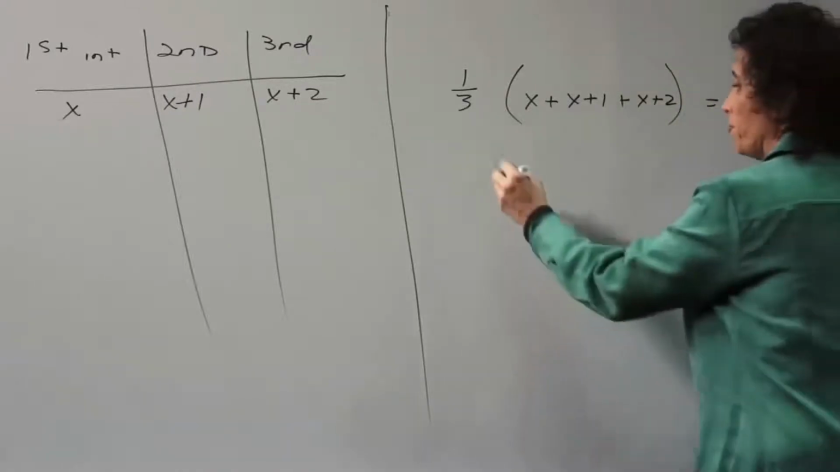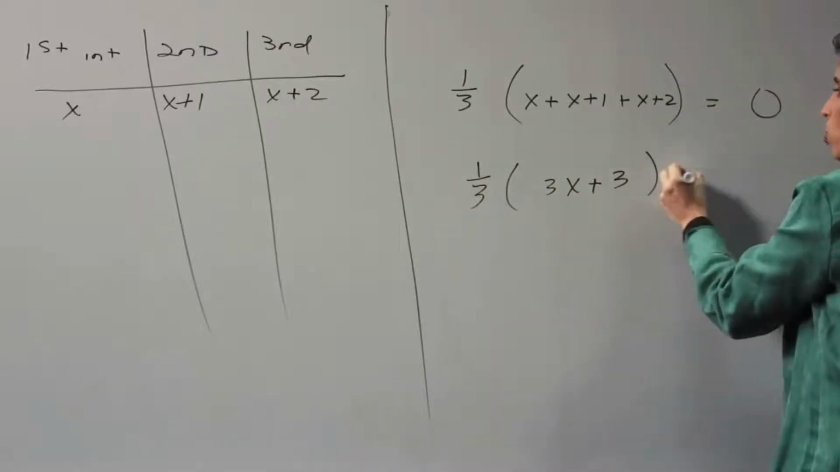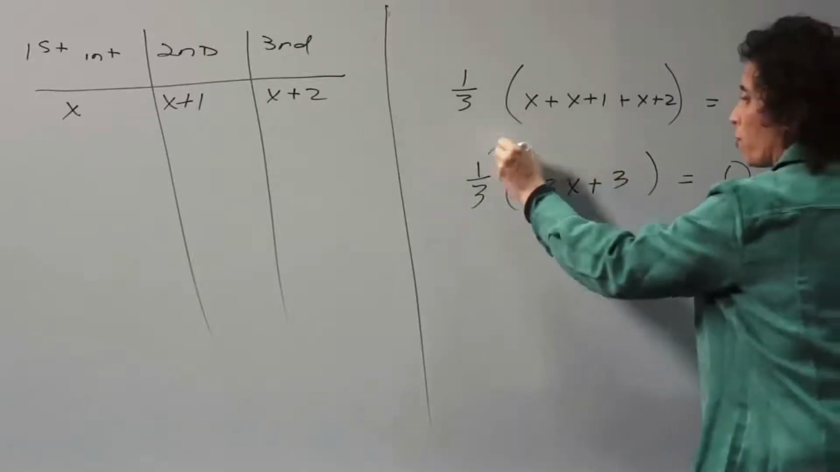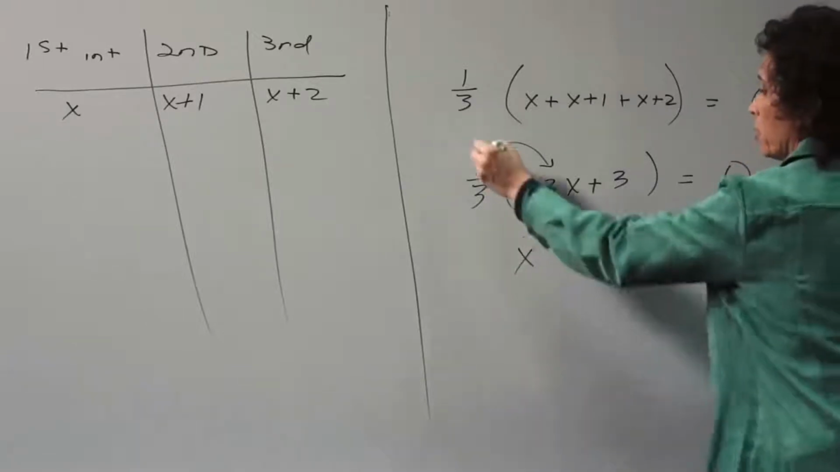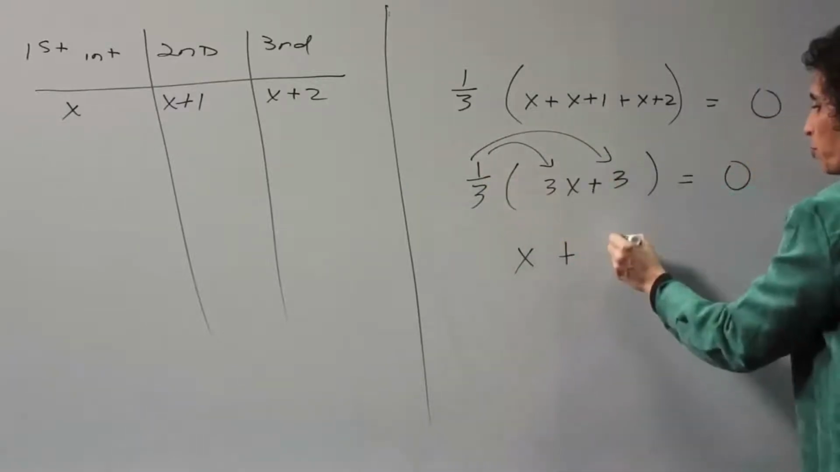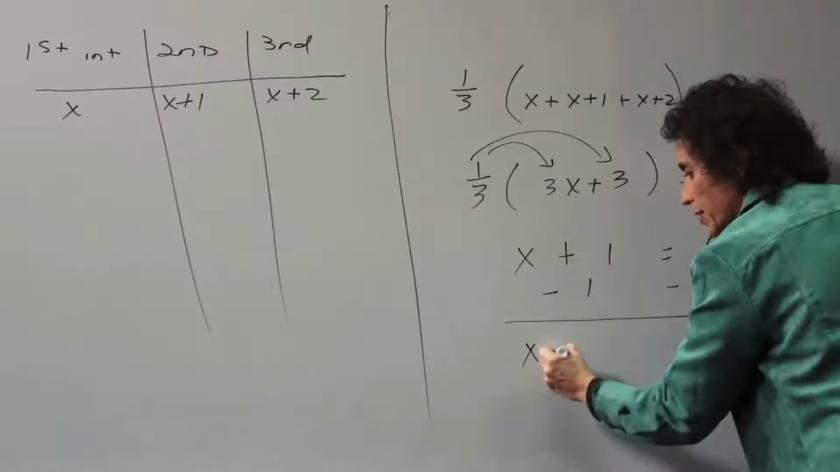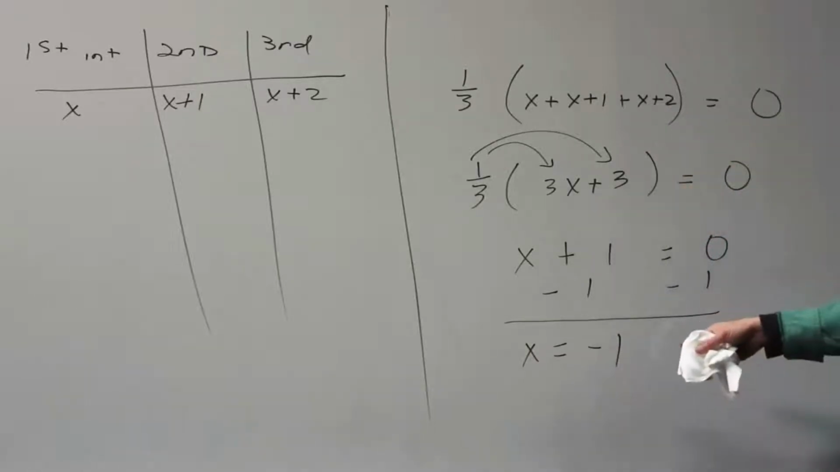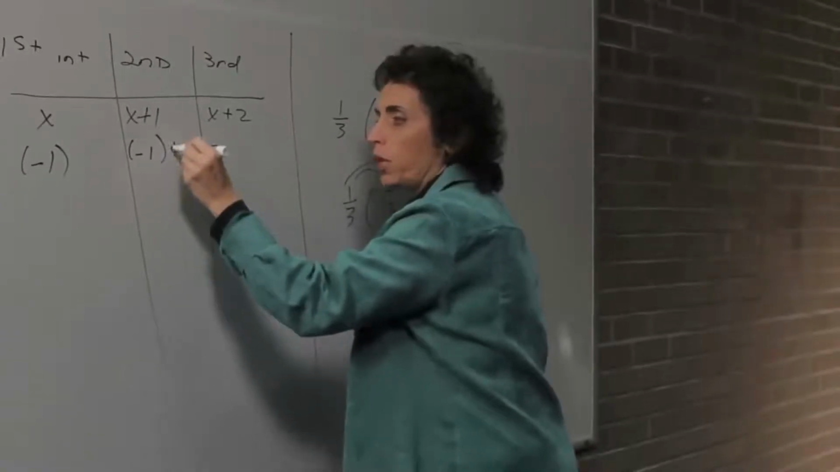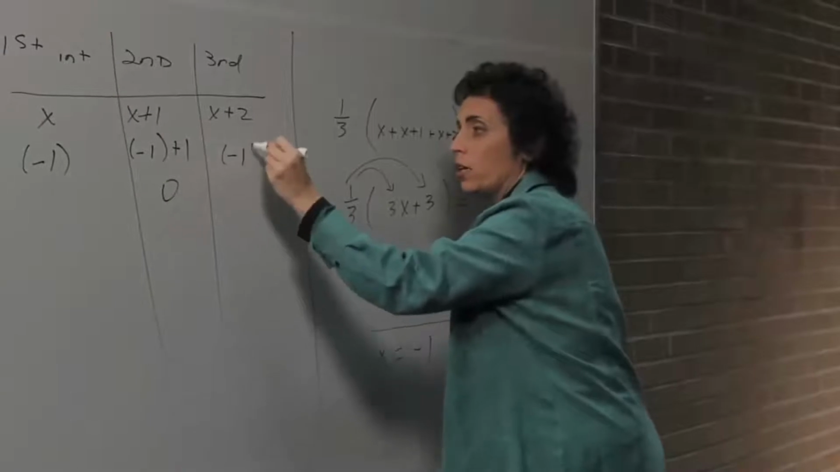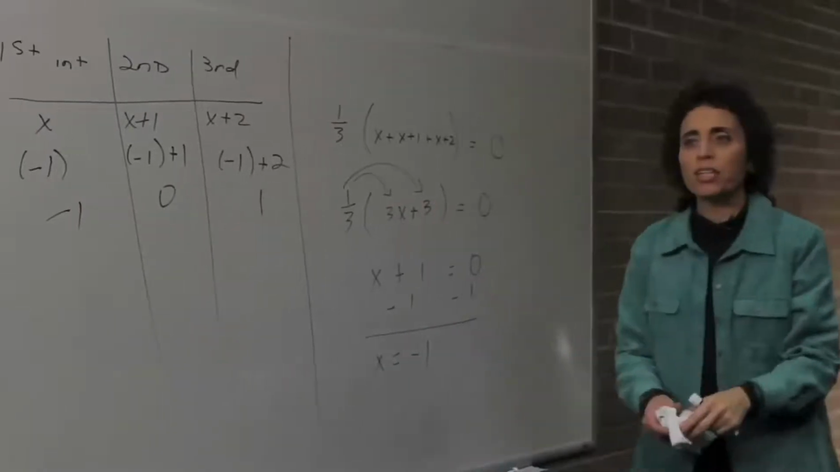So let's take a look at this now. Order of operations, I'm going to clean this up. Look how nice I was to you. 1/3 of 3 is 1/3 times 3, or 3 divided by 3, which is just 1x. Positive times a positive, positive. 1/3 of 3 is 1, so x plus 1 equals 0. Subtract 1, we get x equals -1. So -1 is my first integer. -1 plus 1 is 0. -1 plus 2 is 1. So we have -1, 0, and 1 as my 3 consecutive integers.